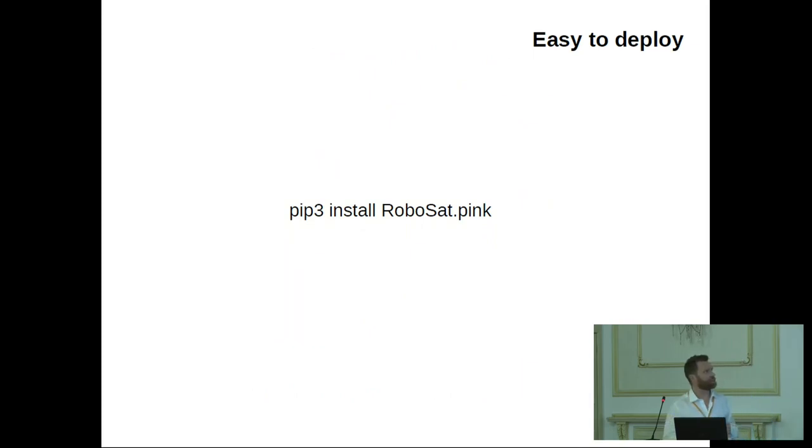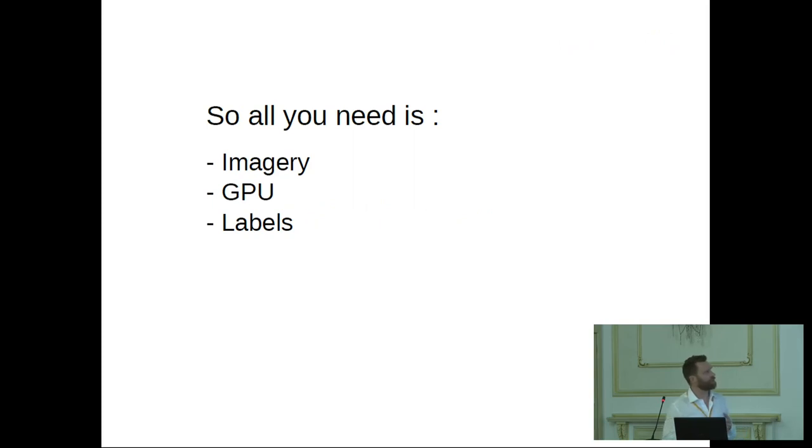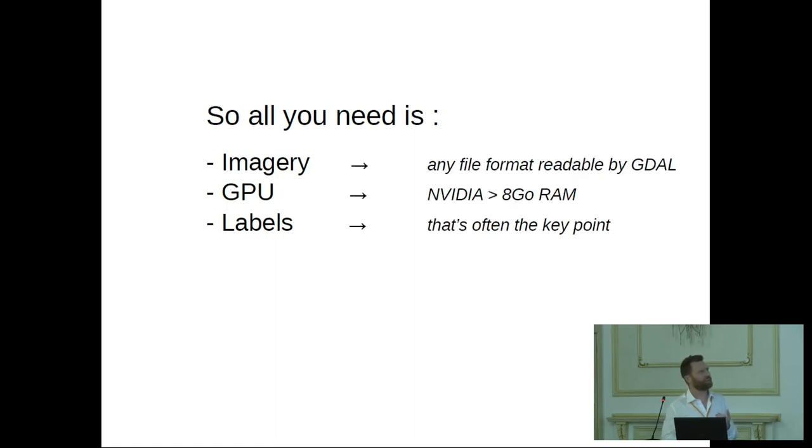It's easy to deploy. It's just a pip install, that's it. And if you have the NVIDIA driver to install, there are two more lines to install the NVIDIA driver, that's it. So all you need is imagery, one GPU at least, and labels. Imagery, I already said, is anything readable by GDAL, and about the GPU, it's at least 8 GB RAM. And about the labels, that's the point, because there are so few places where you can find labels with enough accuracy to train your model.